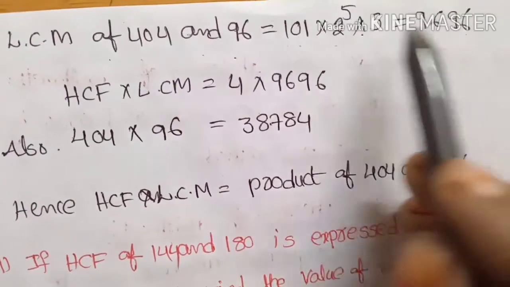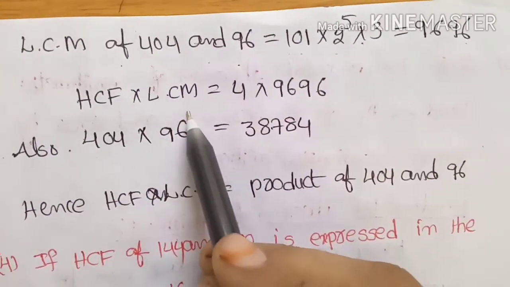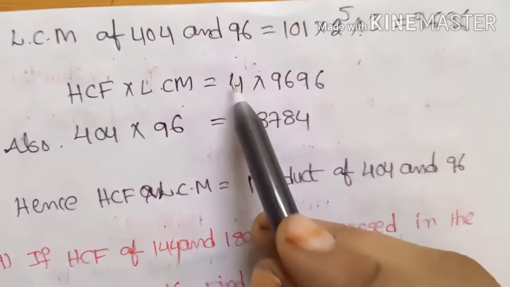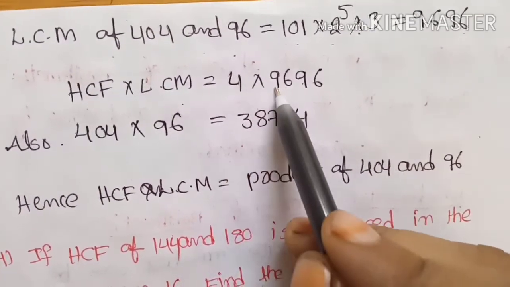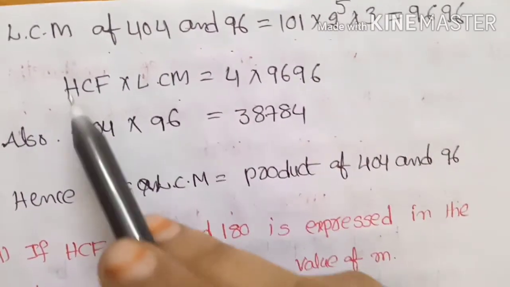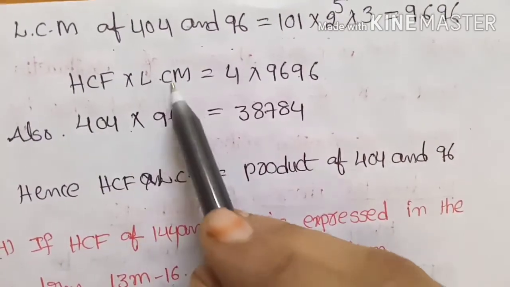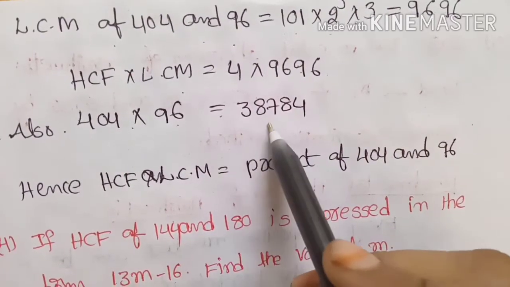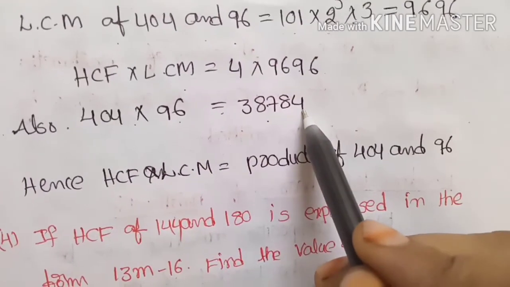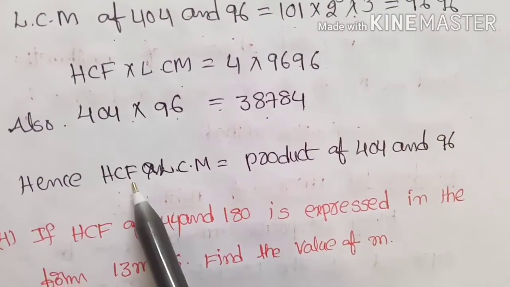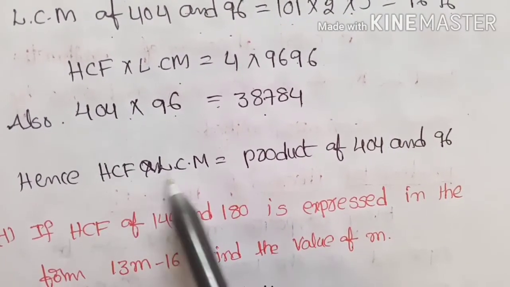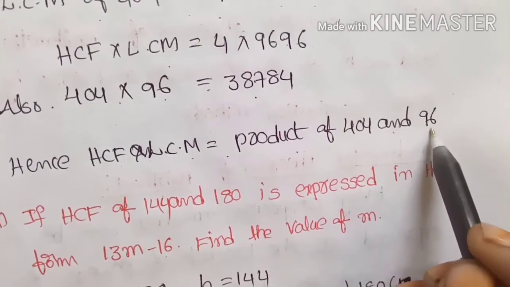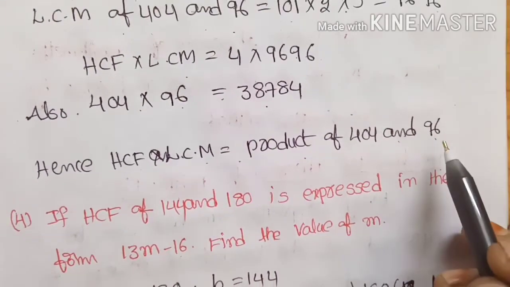that is equal to 9696. Okay, HCF × LCM, the product of the two numbers: 4 × 9696 is equal to 38,784. Hence HCF × LCM is equal to the product of 404 and 96. Okay, understand this? Next one.